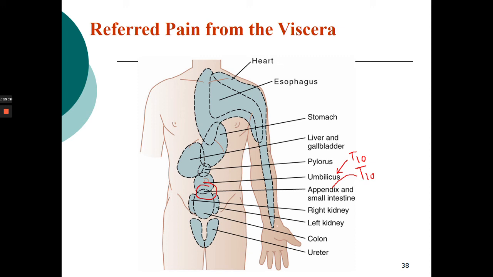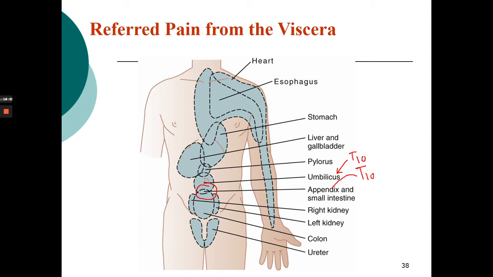And once the appendix is inflamed, it is surrounded by the peritoneum, and the pain from the peritoneum is going to be felt in the right lower quadrant. So in that case, the person knows that this is appendix. Pain from the appendix is felt around the umbilicus first, then it descends down to the right lower quadrant, because the inflamed appendix will stimulate pain fibers from the peritoneum.